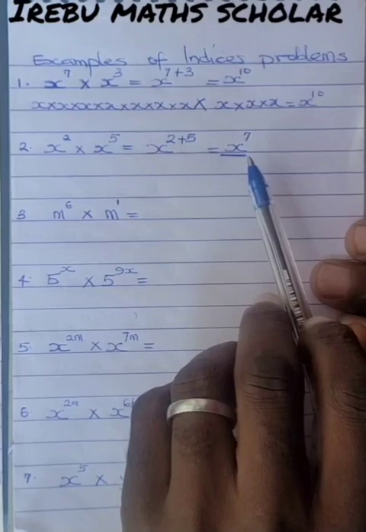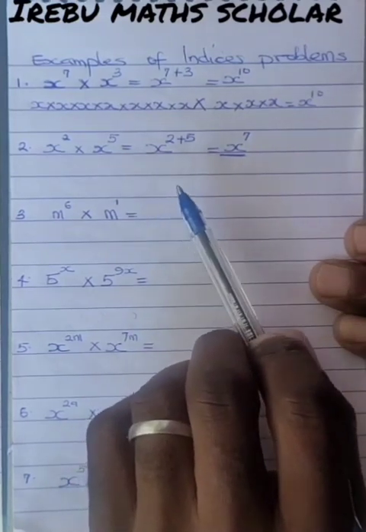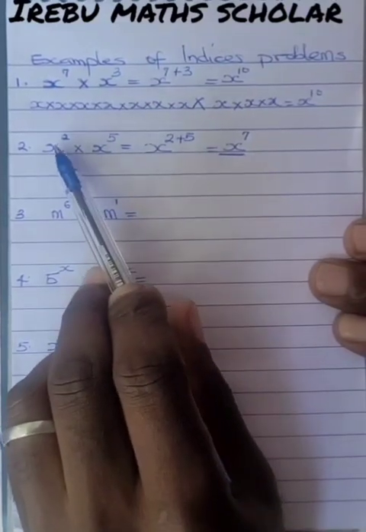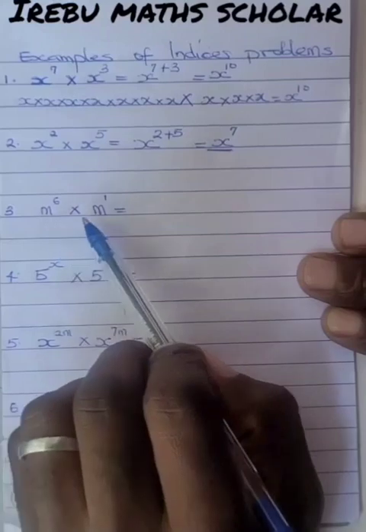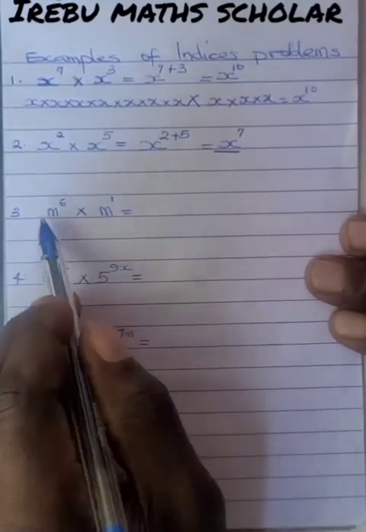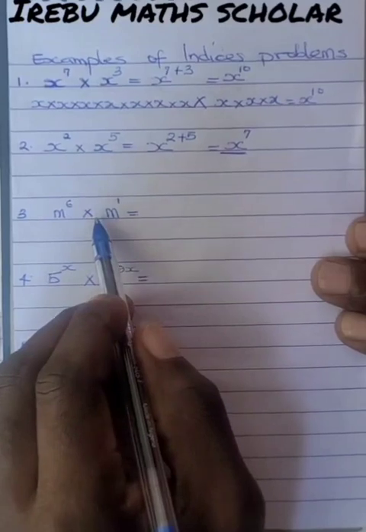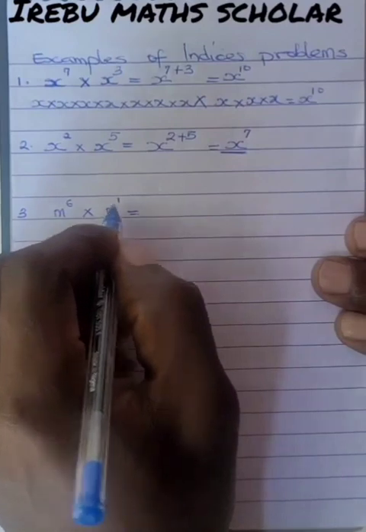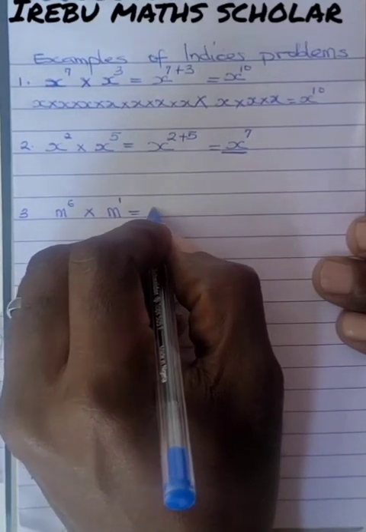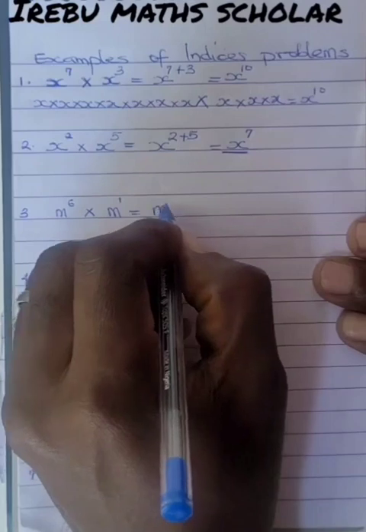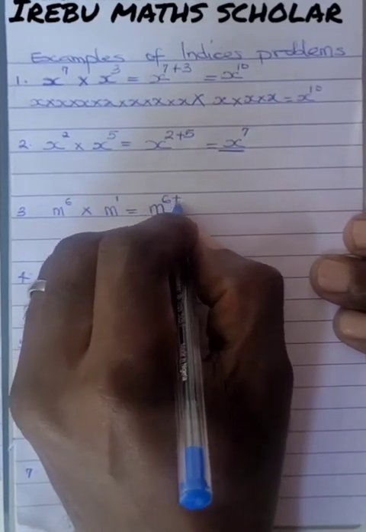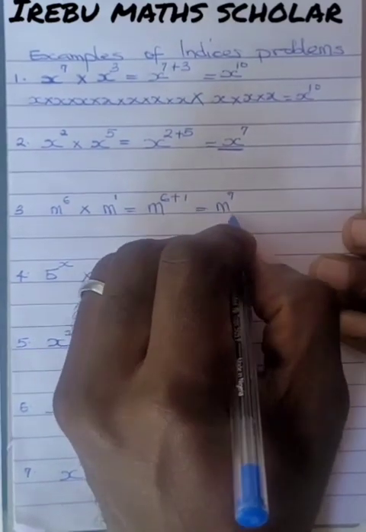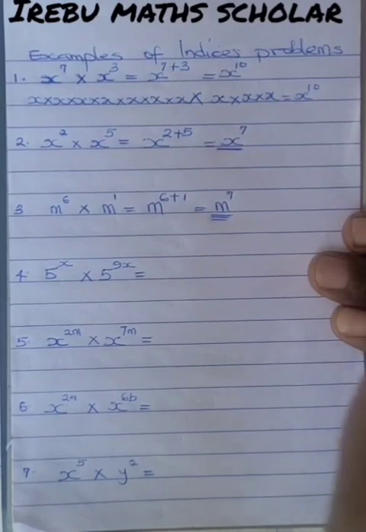So the next one is, we don't want to be using just x, so that when you see another problem whose base is not x, it will not be a problem. So this time we decided to change the base. The first one we used x, the second one we used x, but now we are using m. The same principle still applies. We have m to the power of 6 times m to the power of 1. As long as they have the same base, you add up their powers: m to the power of 6 plus 1, which is equal to m to the power of 7. As simple as that.